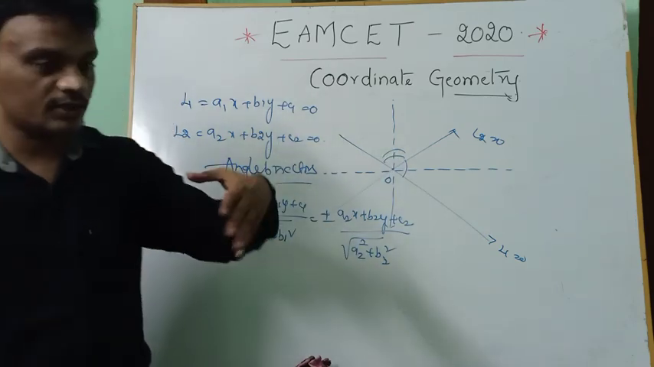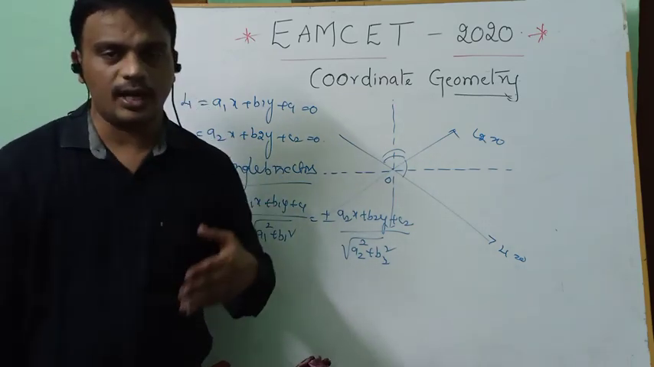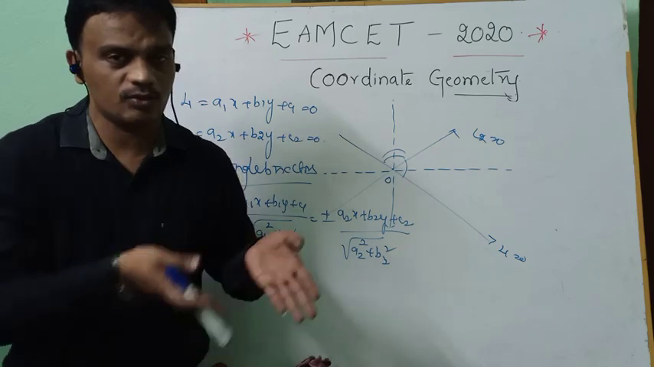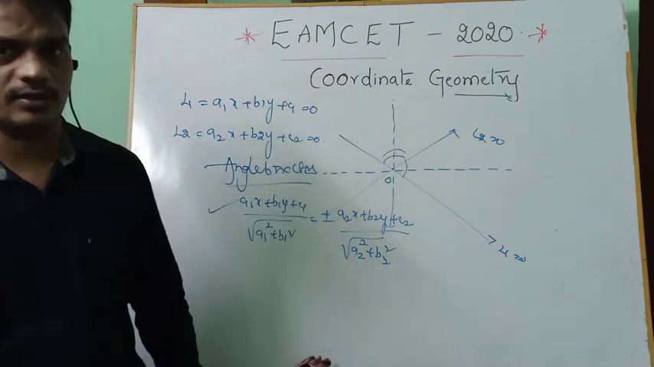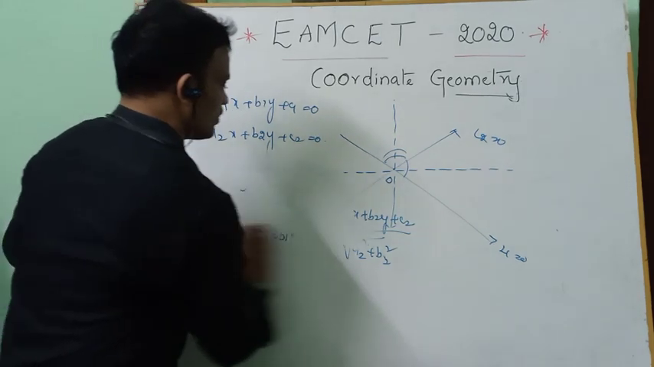But particularly if they ask to find the acute angle bisector or the obtuse angle bisector, how do we find that? What is the process for that? Okay, come on, let us see. For this we are going to do one thing.